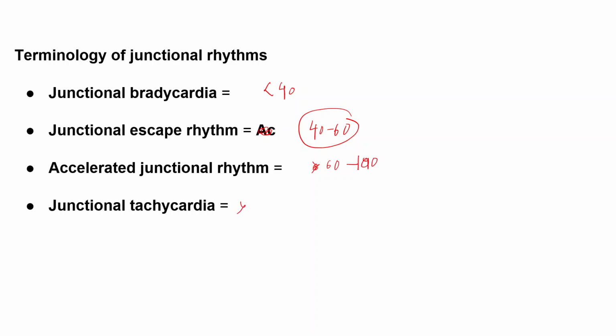Junctional tachy means junctional rhythm with a rate of more than 100. Ventricular escape rhythm, which I have already discussed, the normal rate is 20 to 40. 40 to 60 you can tell as accelerated idioventricular rhythm or accelerated ventricular rhythm. More than 100, that is ventricular tachycardia. And of course, you will have a wide QRS complex.